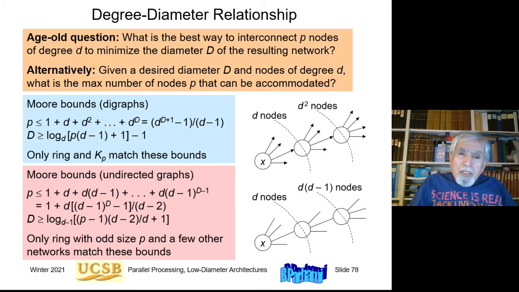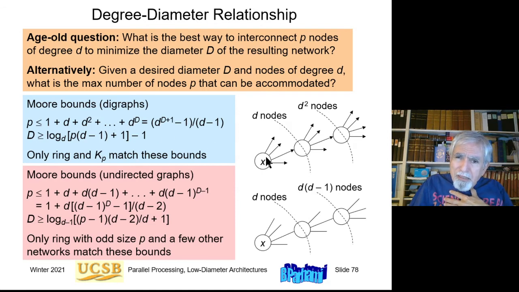Okay, so there are 2 bounds known as Moore bounds. One bound is for digraphs or directed graphs, and one bound is for undirected graphs, or just simply graphs. If I have a directed graph, the total number of nodes that I can put into it, if the diameter is bounded by d, is given by this expression.